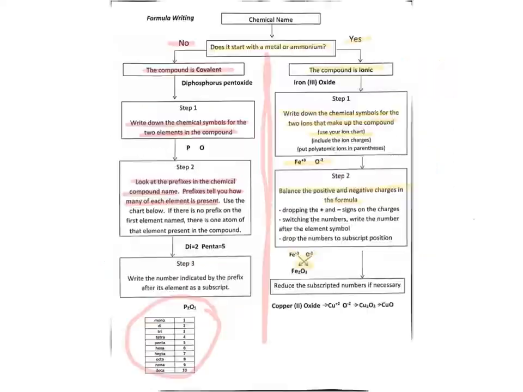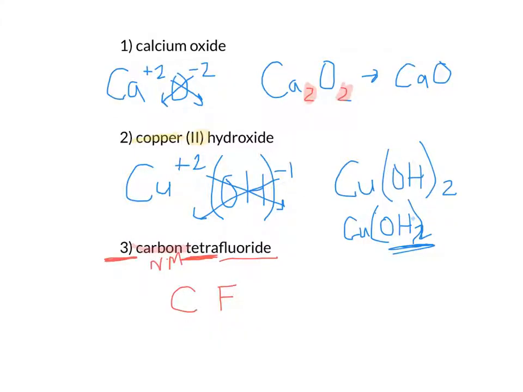Let's address that. The last part of this, you're almost there, is that if there is no prefix on the first element, that means there's only one atom of that element present. Just to point out so I don't have to flip back and forth, there's tetra. Tetra means 4. When we look at this example, there's nothing in front of carbon, so that means there's just 1. Now we don't write the 1, I'm going to put it there just so you know. Tetra means 4, so we have 1 carbon and 4 fluorines. So when I write this out, it's going to end up being CF4.